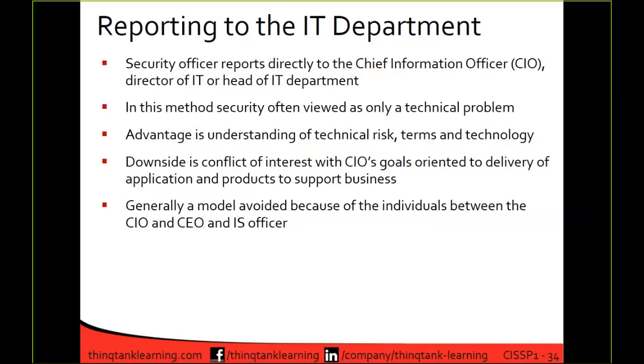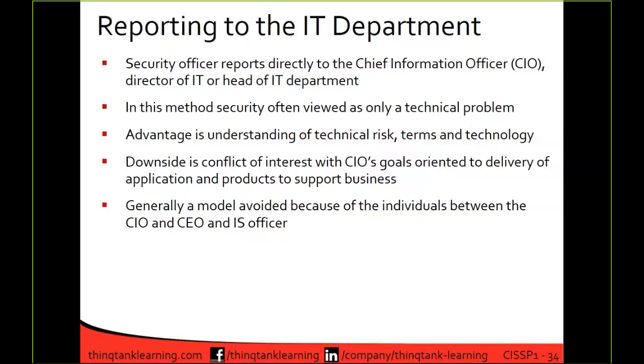The advantage is an understanding of technical risk. You go to a CEO and say, well, this server needs to be patched. The CEO is going to go, I don't even know what that means, right? But a CIO would. All right? The downside is a conflict of interest with the CIO's goals oriented to delivery of the application and products to support the business. Generally speaking, a CIO's goals don't necessarily correspond to a CEO's goals. CIOs and CTOs tend to be more technical, so they have objectives and goals that are related to technology, whereas a CEO is more business driven.